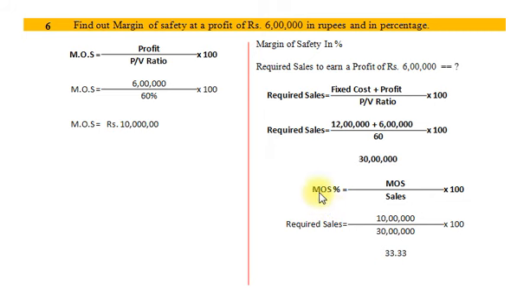Now margin of safety percentage is equal to margin of safety in rupees divided by required sales multiplied by 100, that is rupees 10 lakh divided by rupees 30 lakhs multiply 100. So final answer comes 33 and 1/3 percentage.